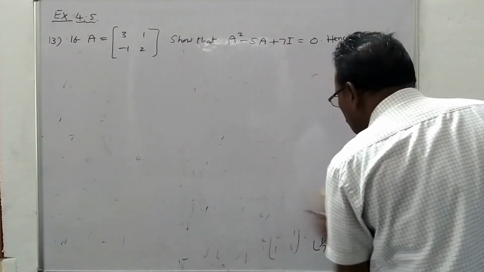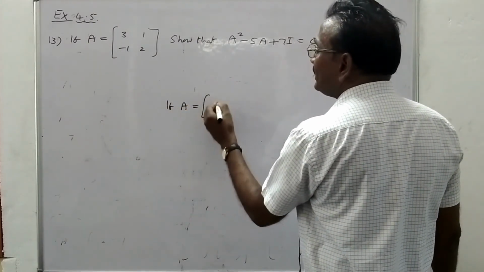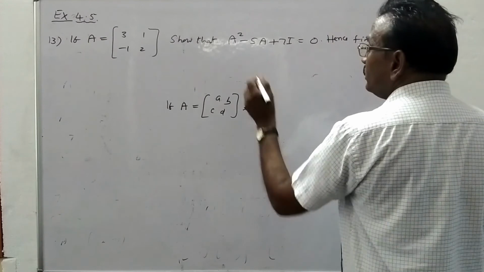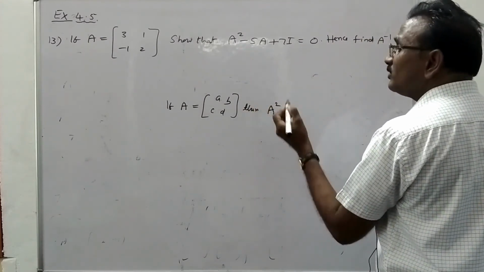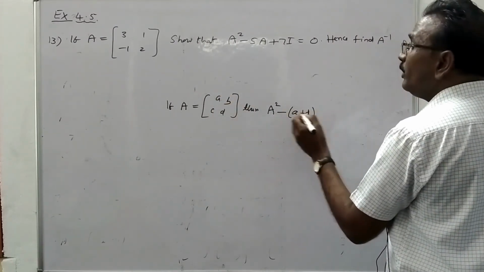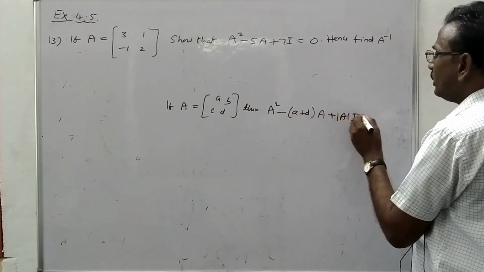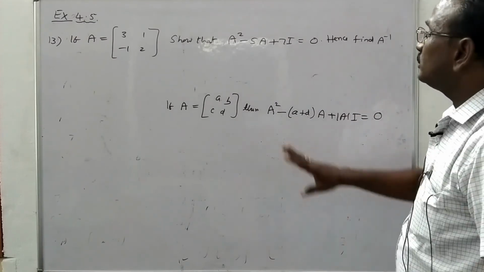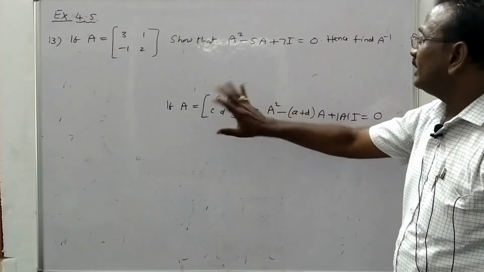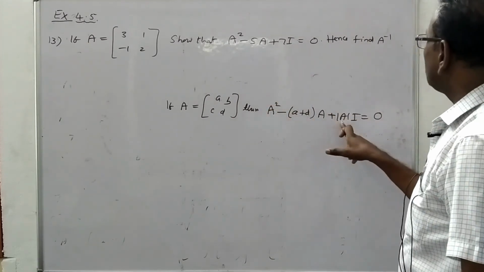Right. So we have a shortcut formula for this. If A is equal to [a b; c d], a second order square matrix, then the equation is A square minus the sum of the principal diagonal elements, A plus D, into matrix A plus determinant of A into I is equal to the null matrix. So observe this. Here A is equal to [a b; c d], then this equation is A square minus the sum of the principal diagonal elements, A plus D, into matrix A plus determinant of A into I.